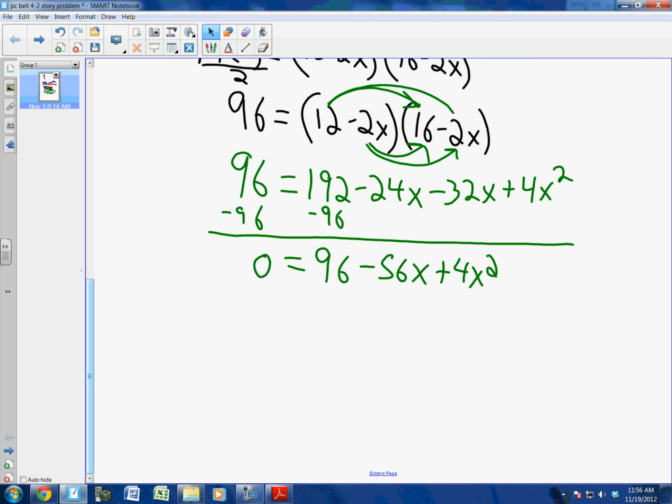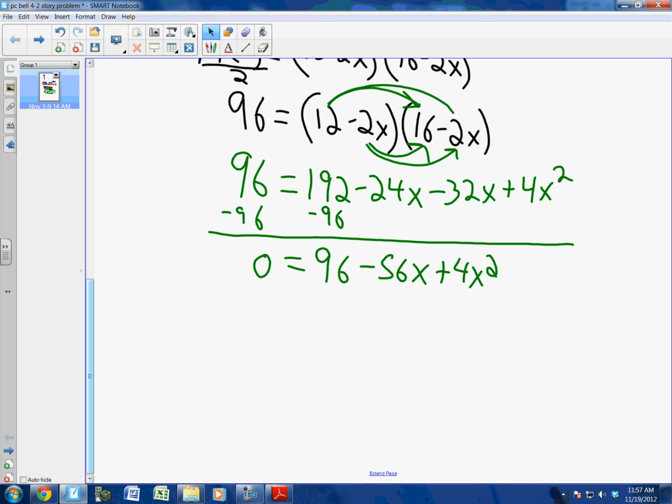Okay, now we have a quadratic equation to solve. We learned 3 different methods, and we talked about a 4th one of solving quadratic equations. What were the 4 methods? Graphing. What's another one? Quadratic formula. What's another one? Factoring and completing the square. Those are the 4 methods, right? Which one would you guys like to try with this problem?